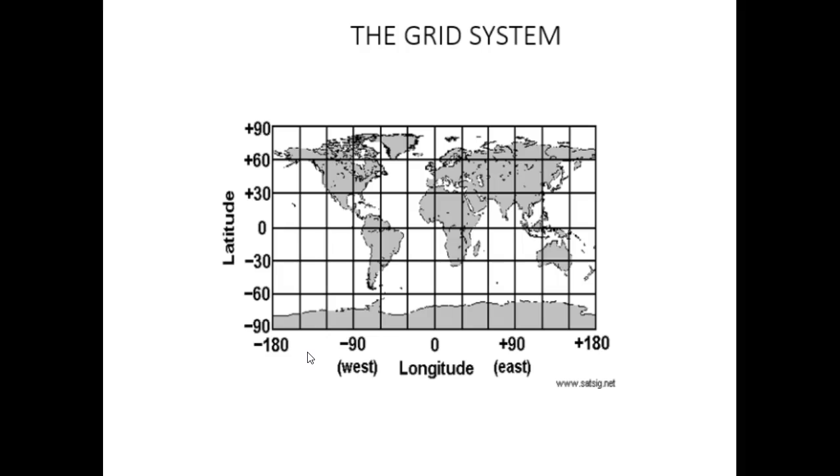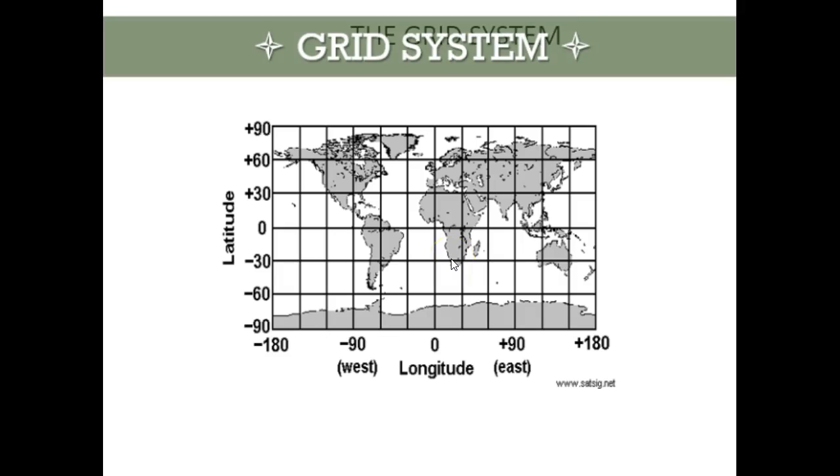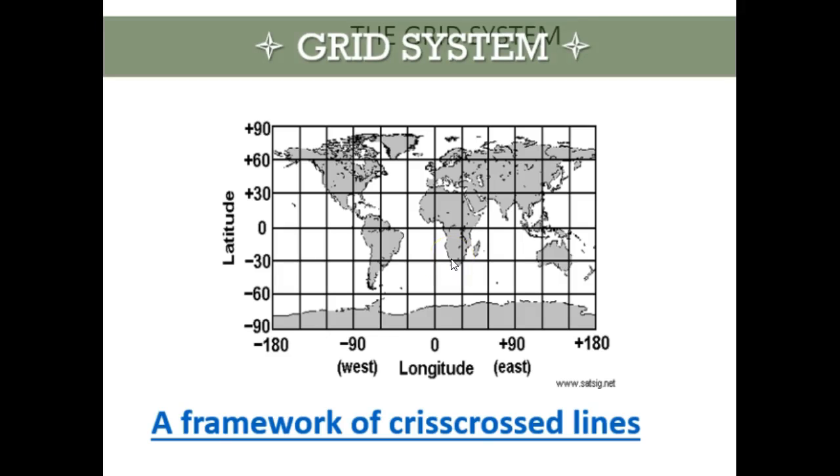The grid system. What is the grid system? The grid system is a pattern of crisscrossed lines. Here we see those two words again, latitude and longitude. So it shows us latitude lines, longitude lines, where they intersect. They cross each other to form what looks like your grid paper from math, right? That's your grid system, a framework of crisscross lines.